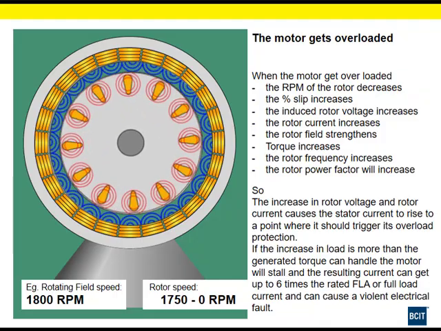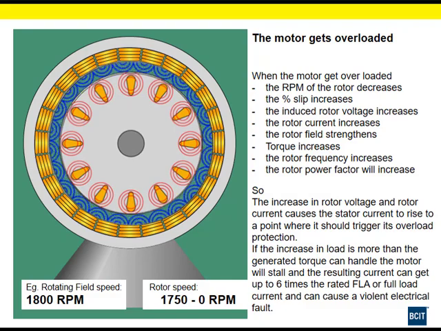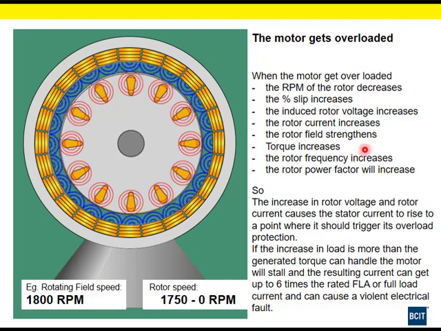Now, what happens if we overload the motor? So let's say the motor gets up to full load and then we double the load on the motor. When the motor gets overloaded, the RPM of the rotor will decrease more. The percent slip will increase. The induced rotor voltage will increase. The rotor current increases, and the rotor field strength increases. And the torque will increase, and the rotor frequency will increase, and the rotor power factor will increase.